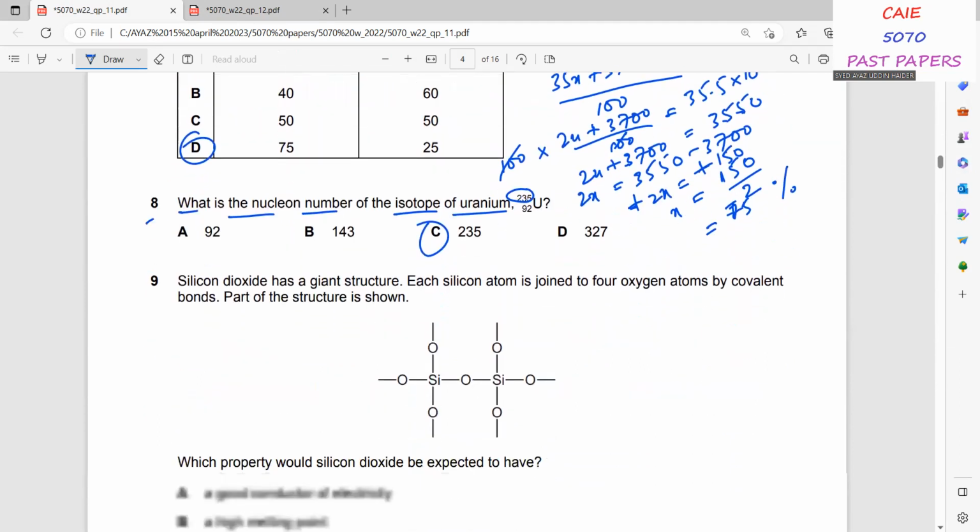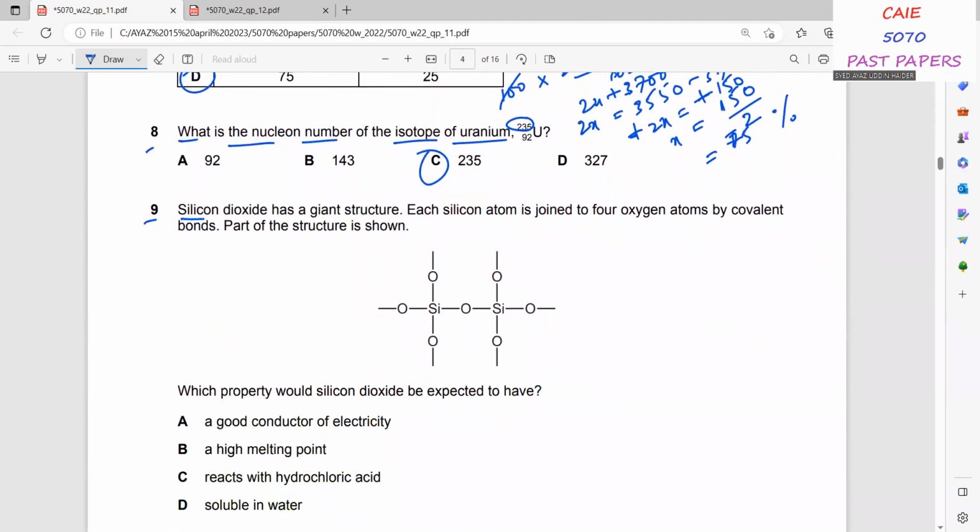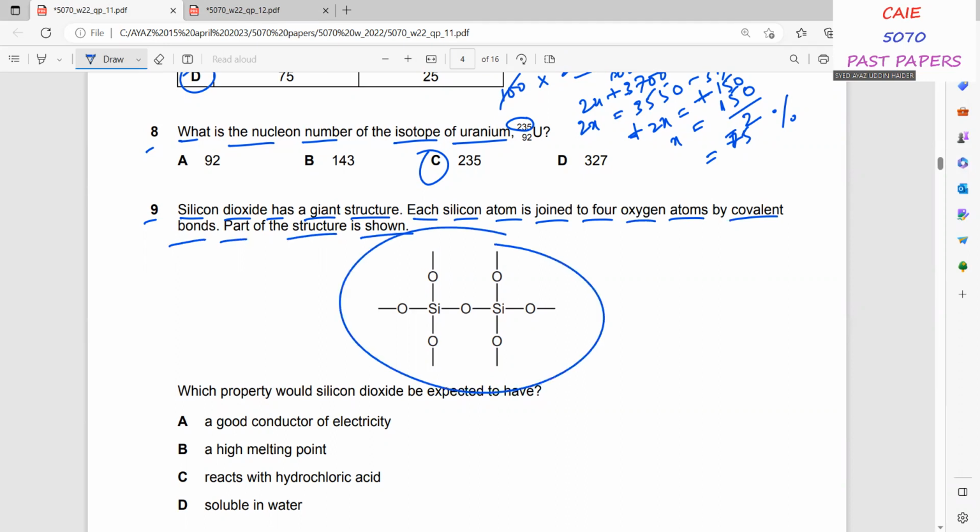Number 9. Silicon dioxide has a giant structure. Each silicon atom is joined to 4 oxygen atoms by covalent bonds. Part of the structure is shown. This is the structure of silicon dioxide. Which property would silicon dioxide be expected to have?